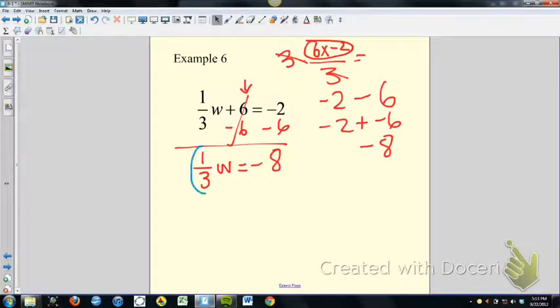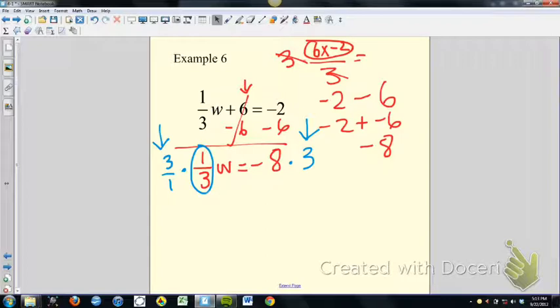I have this 1/3. Now what I really want is 1w, because once I have 1w, that's just w. What do I multiply 1/3 by in order to get 1? Well, let's just multiply by its reciprocal. Now over on the left hand side, I chose to write it as 3 over 1 because I know that I'm going to be multiplying by a fraction. But on the right hand side, I chose to write it as a whole number because I'm going to be multiplying by another whole number, and that's perfectly fine.